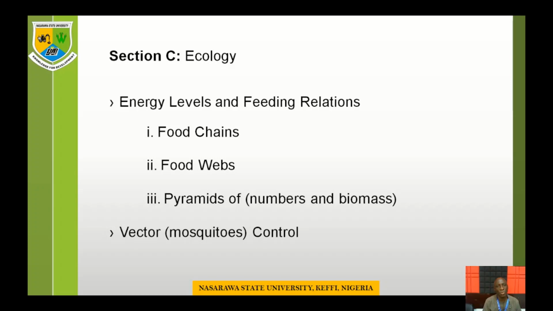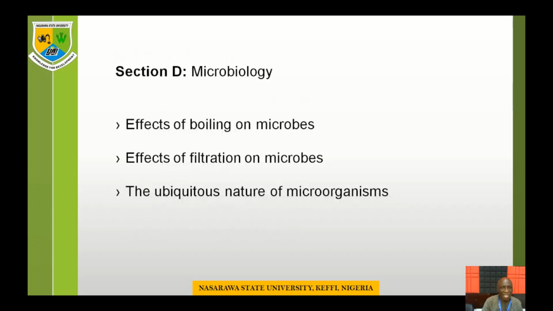Under this, we are going to be looking at several energy levels and feeding relationships. We'll be required to create food chains and food webs. And we'll also be required to construct pyramids of numbers and pyramids of biomass. We'll be required to do mosquito studies, and then the different ways of studying the habitat. And then we'll be looking at how to do some control of mosquito vectors. So these are some key practicals that are there in section C.